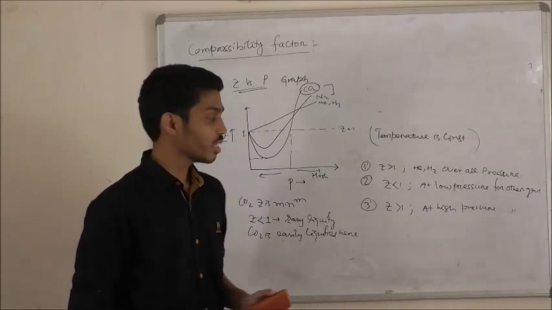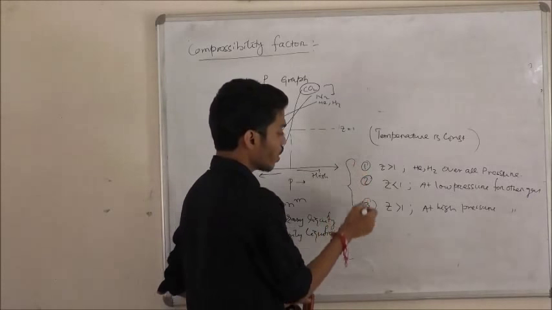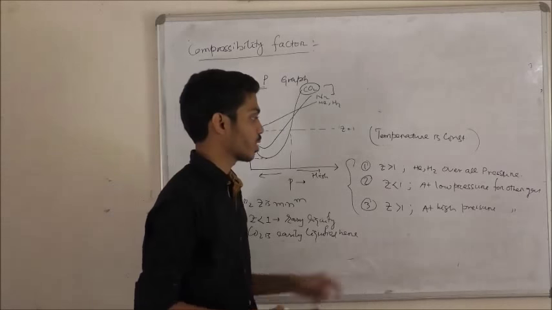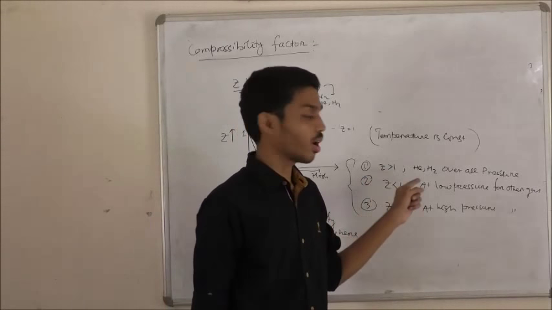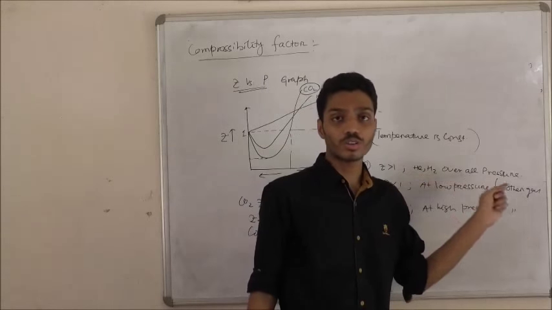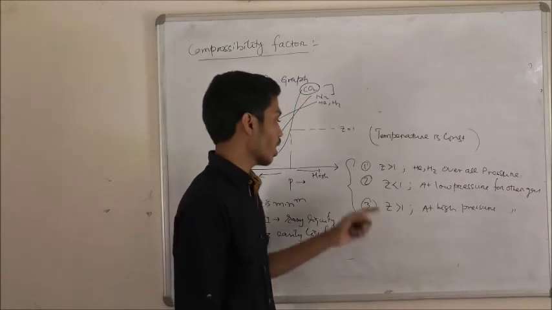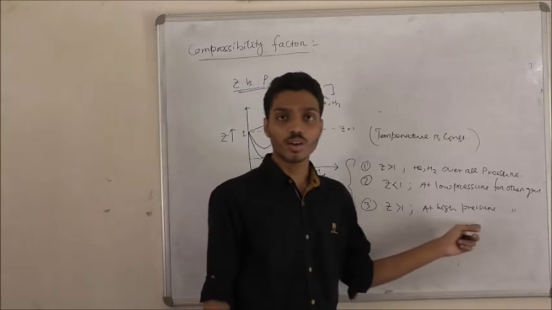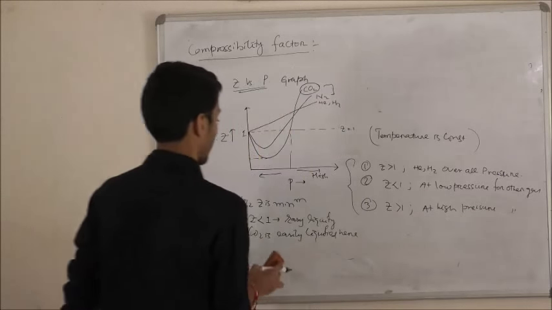So now our job is to verify all these things through the van der Waals gas equation. How Z is greater than 1 for helium and hydrogen over the entire range of pressure, how Z is less than 1 at low pressure, and how Z is greater than 1 at high pressure.